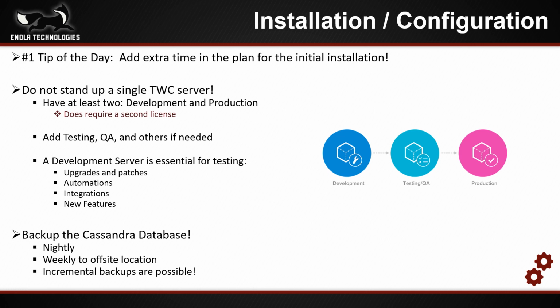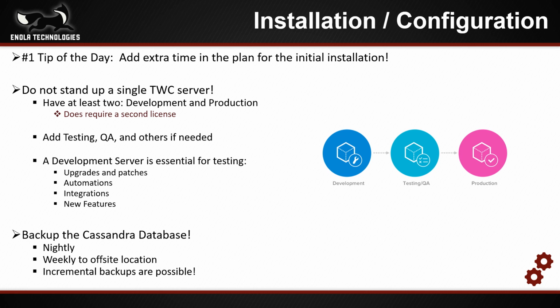Now, be aware, the development server or any other additional servers will require additional license, but thankfully, you may not need as robust of a license as you need for your production server. And what I mean by that is if your production server needs to support 100 Teamwork Cloud users, you're going to have the proper licenses to support, so many concurrent connections to support that user base.